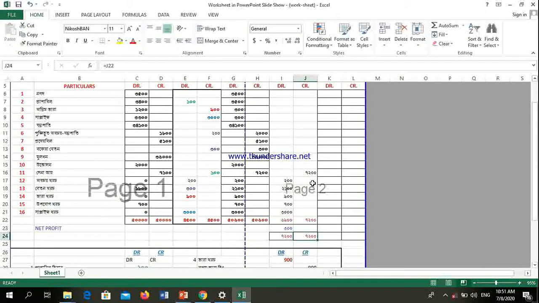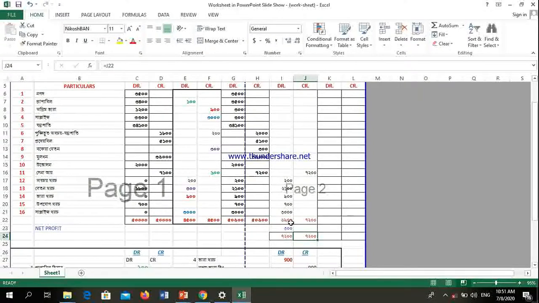So now the question to you, which one is bigger? Either 6,900 or 7,200. 7,200 is the big figure. So this big figure you have to put on both columns, debit and credit side.